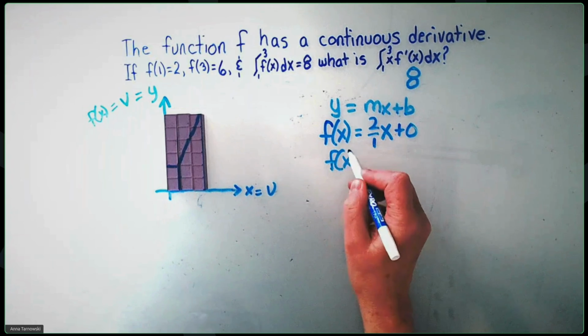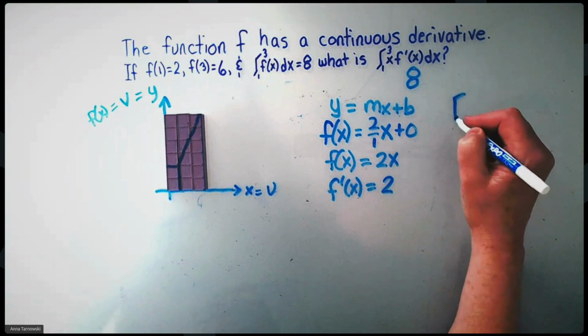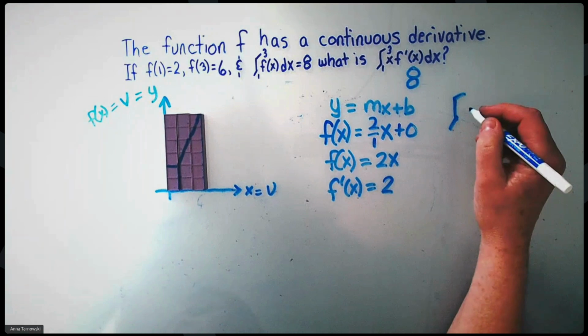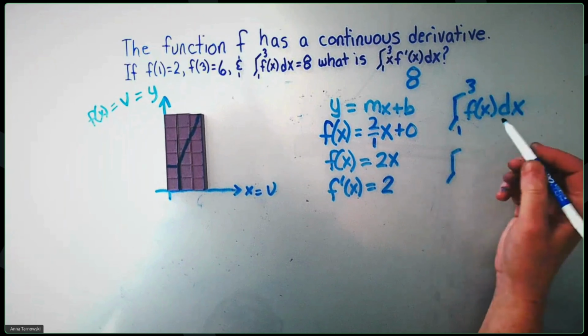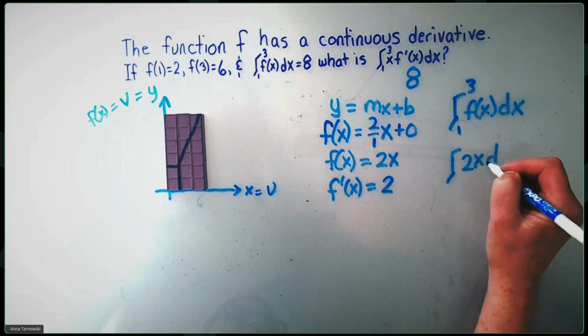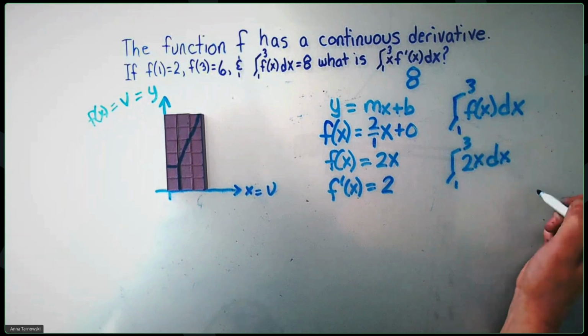Well, if I take f prime of x, it is just 2, right? And really, f prime of x is just the slope. Well, you can see that that's 2, right? If I were to do the integral from 1 to 3 of f of x dx, and if that f of x is 2x dx on 1 to 3, right?